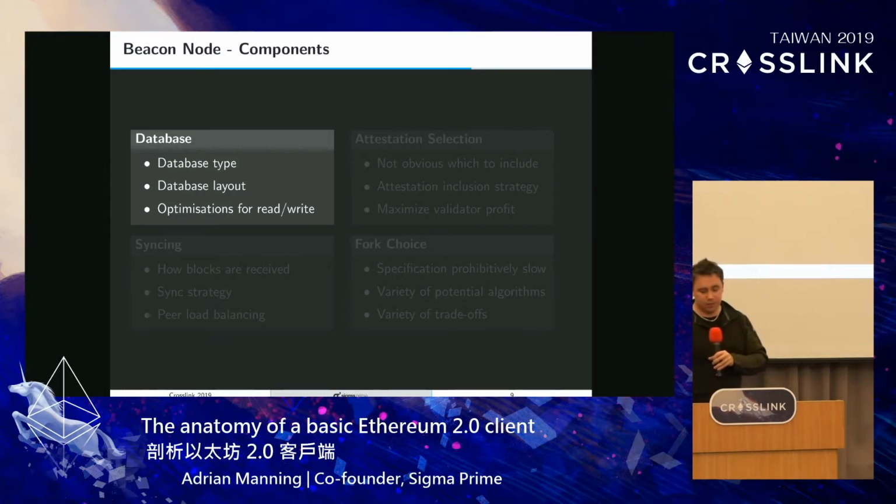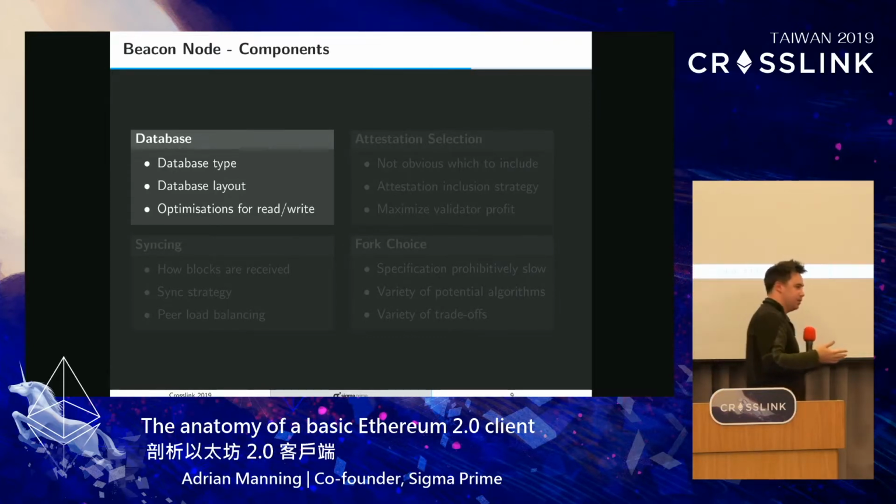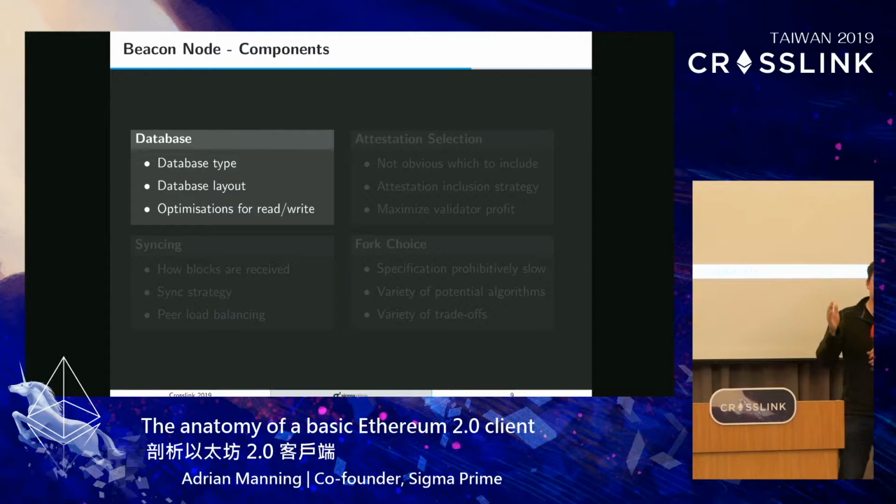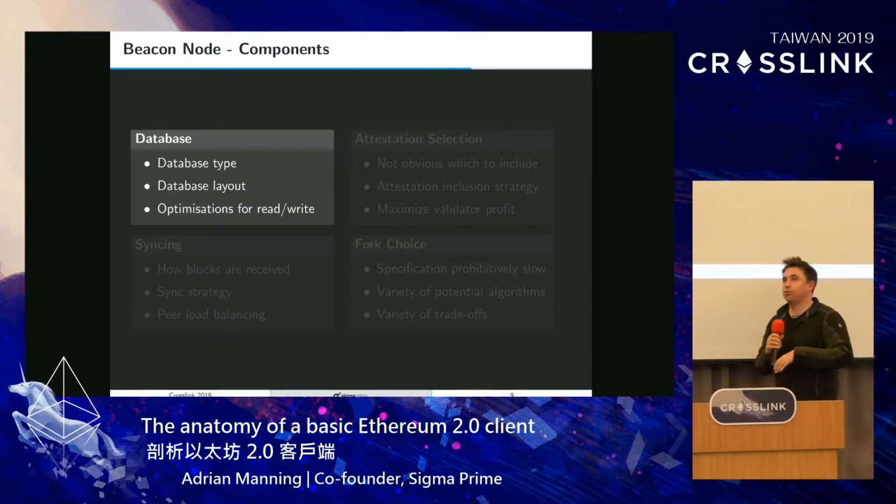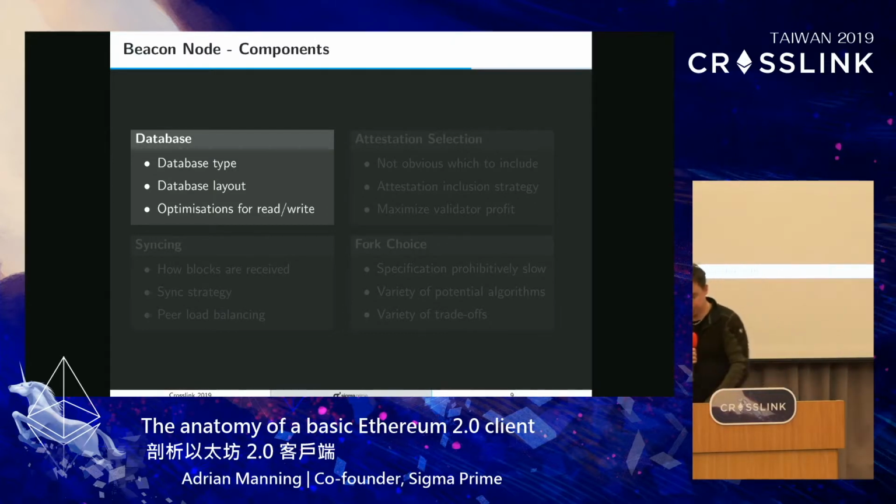The first one is the database. Straight off the bat, Ethereum 2 clients can have different database types. The layout of databases will be different, which will also affect the optimizations, whether people favor speed on read or write access. So there are a number of different optimizations that are going to happen in the database alone.